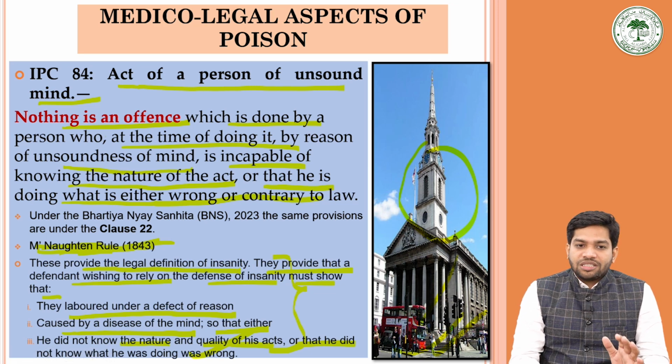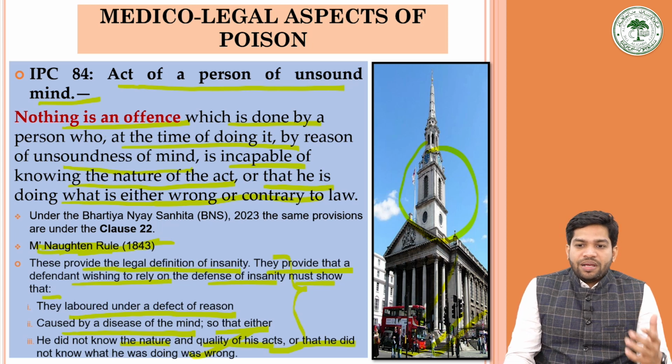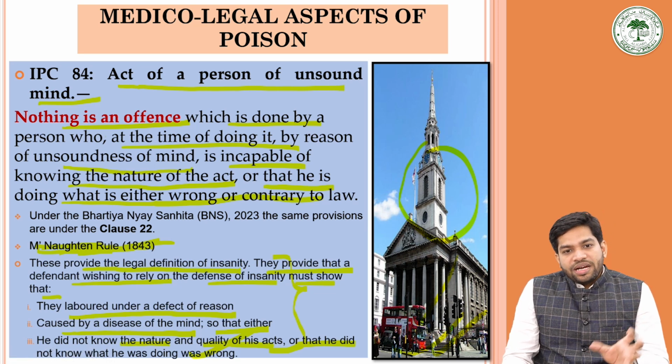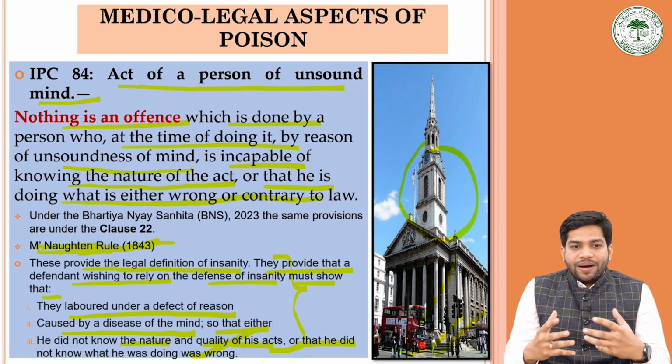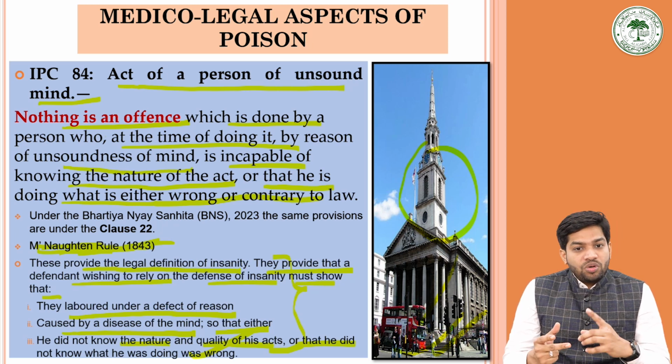So if it is proven that a person was of unsound mind at the time of the act and did not know the nature of the act, what he is doing, he will not be held guilty and will not be subjected to punishment. Further, this unsoundness of mind could be due to idiocy, insanity, even drunkenness, hypnotism, and the mental decay that occurs in old age.